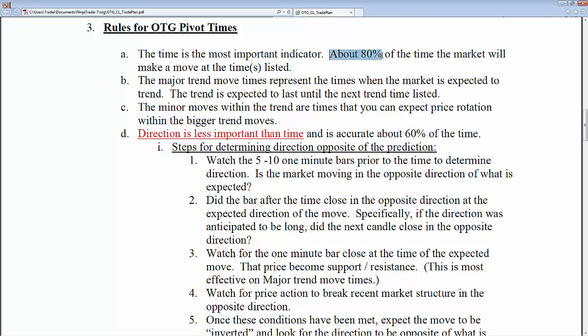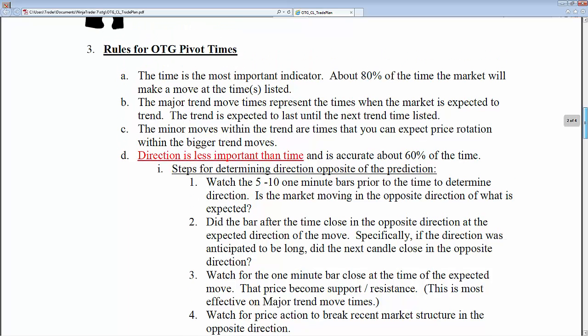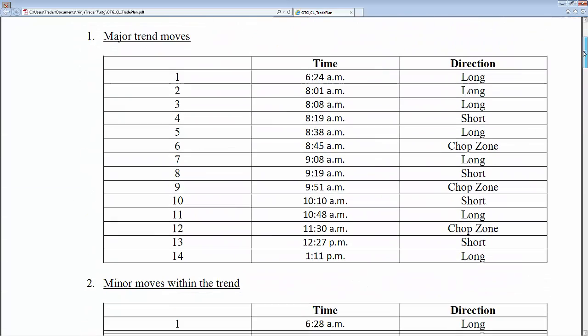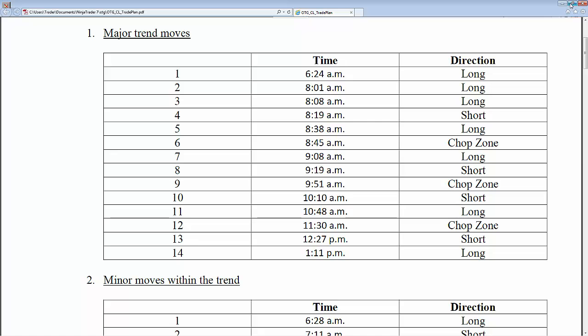One thing that's important to note about the OTG pivot times, and I give you a list of rules, is that the time is accurate about 80%, right? So 80% of the time you should expect to see a move in and around that time of day. And then direction, which is less important than the time, and that's what I have here on your plan, is accurate about 60% of the time. So again, you're going to have an indicator that gives you an indication of the time of day that's accurate about 80% of the time, and then the direction about 60% of the time.